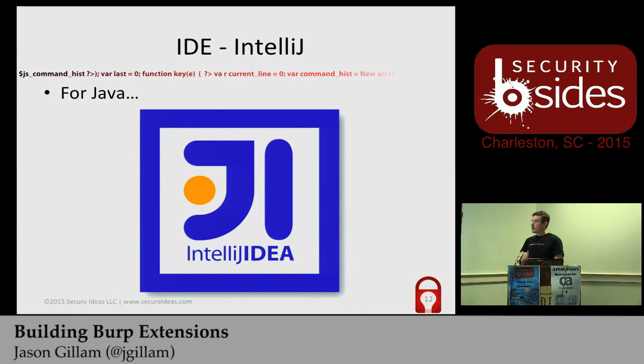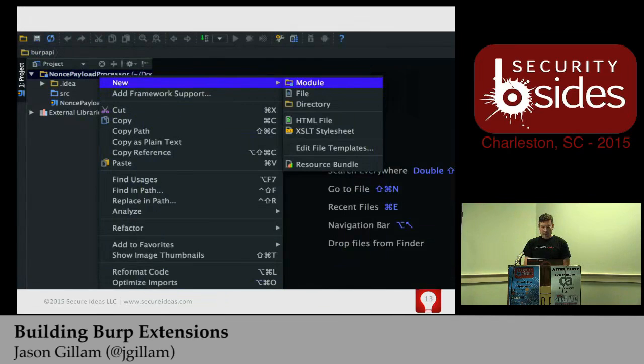That's one reason. The second one is they have a free community version, and we like free. It's a commercial tool, but the community version works just fine. It's not disabled in any way that prevents us from writing Burp extensions. So the first thing we'll want to do is create a new project in there. Once you create the project, I'm calling this one a nonce payload processor, and I'll get to why we're calling it that shortly. But what we need to do is include the Burp libraries.